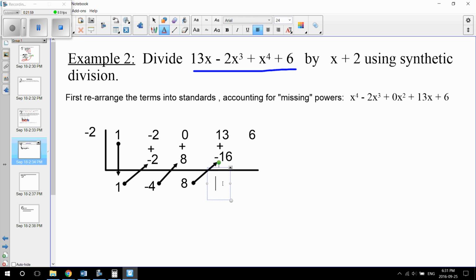Adding our column, 13 plus our negative 16 gives us a negative 3. And then our last one here, negative 2 times the negative 3 gives us a positive 6. Again, we add our column to get a 12 as our remainder.